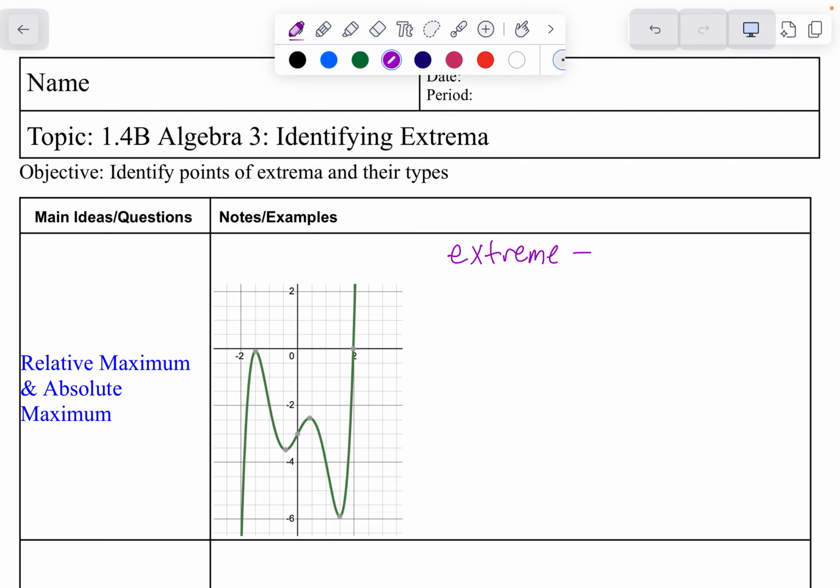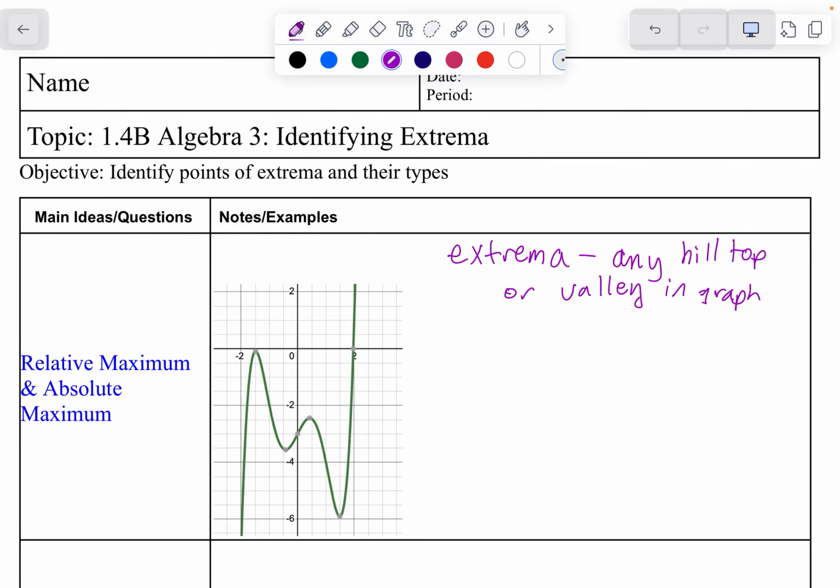Extrema, as I was thinking it, derives from the word extreme. They are extreme values. But extrema are any hilltop or valley in the graph. Now that's not mathematical wording, but just a way for you to identify them. Any hilltop or valley in the graph is called an extrema.